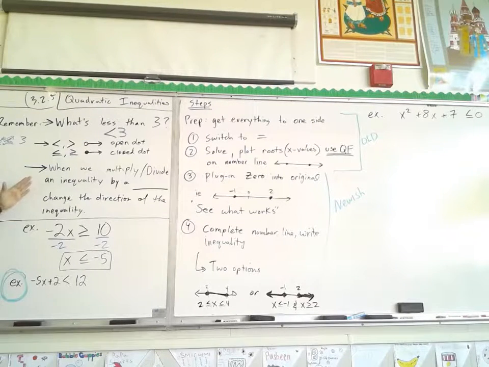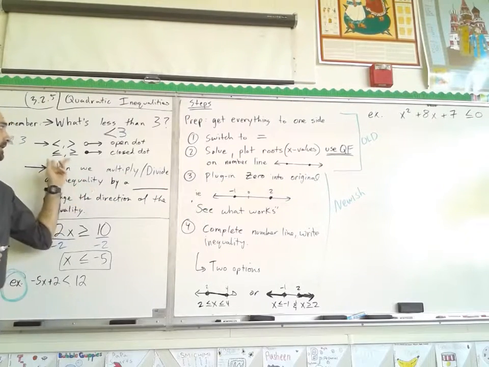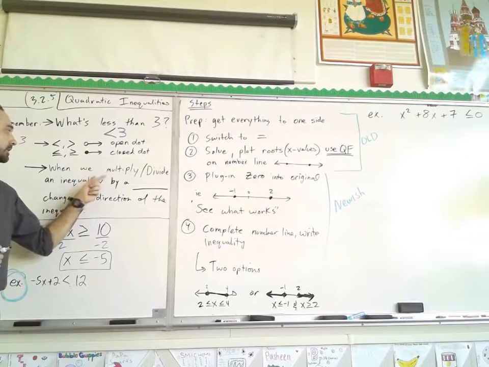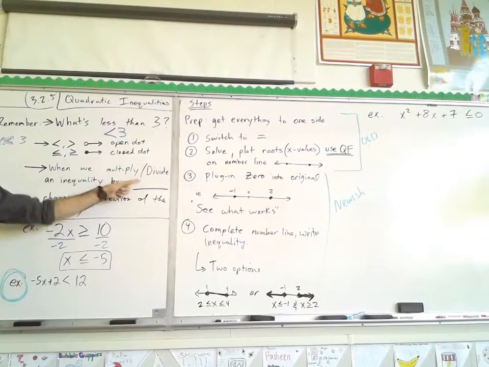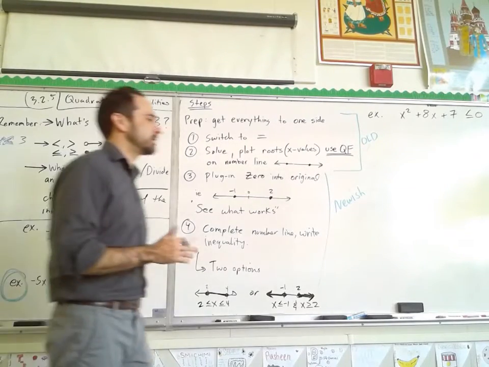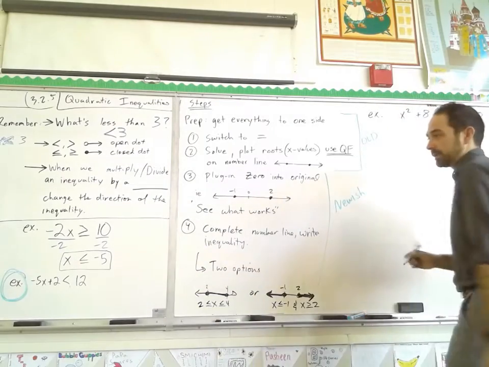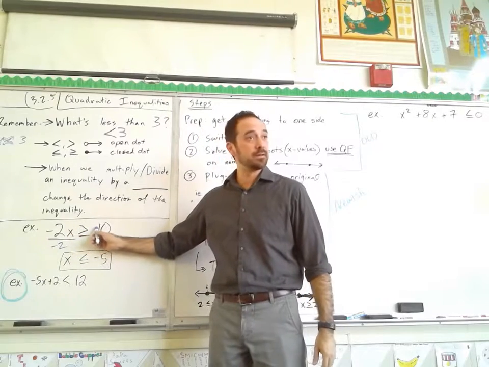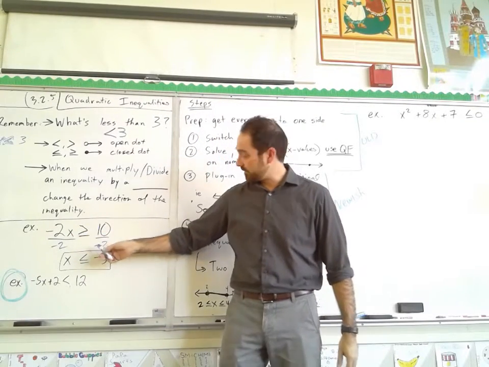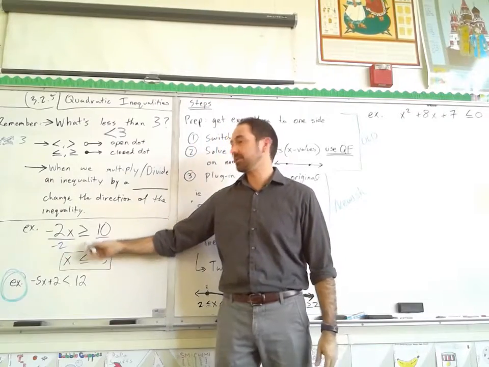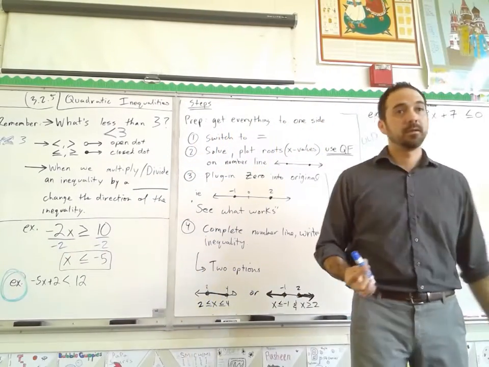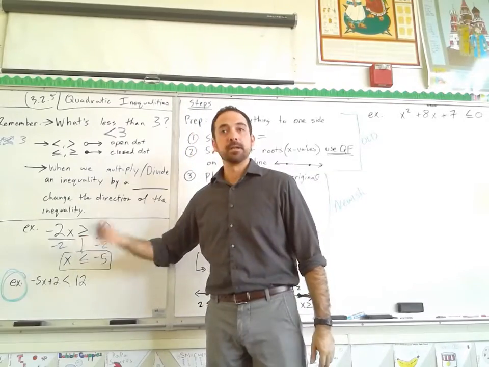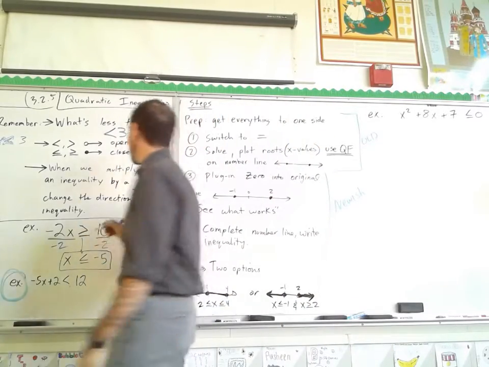All right, here is my open blank question. When we multiply or divide an inequality by a what, we change the direction of the inequality. I don't know that you would have learned this one, but maybe the example will help. If I had -2x is greater than or equal to 10, and I want to solve for x, I divide by -2. Then what happened to the inequality symbol between here and here? It switches. Yeah, when we divide by a negative.